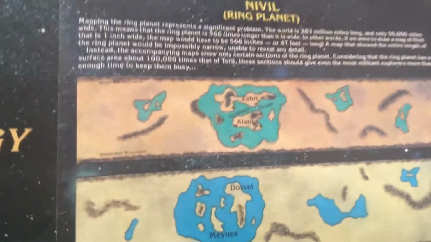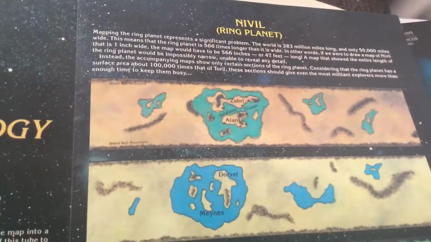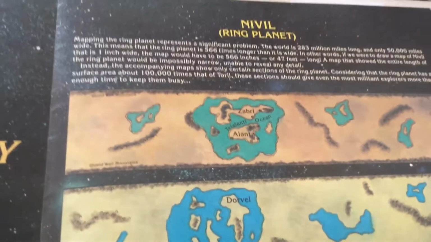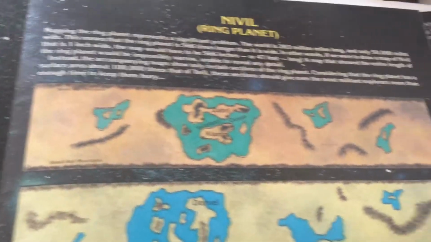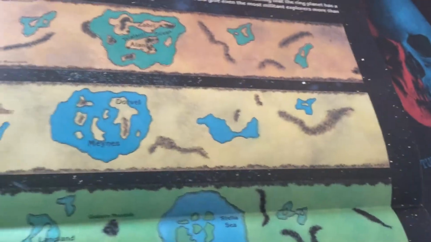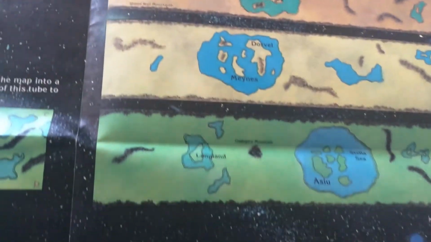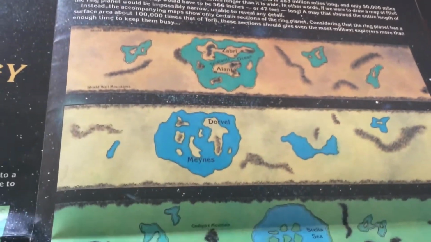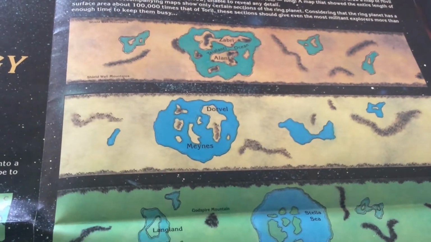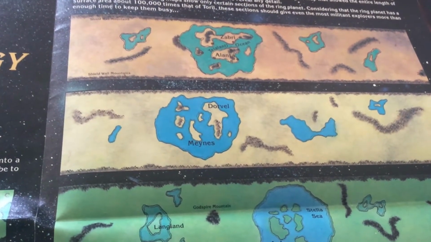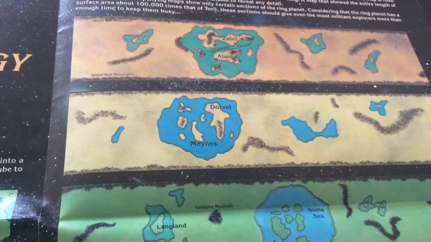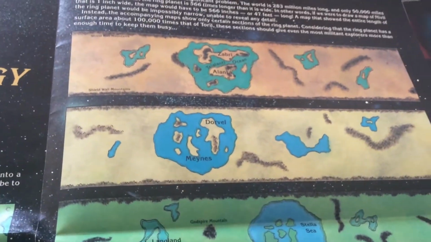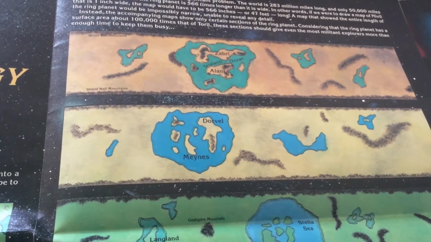And there is a ring world, Planet Nivell, the ring world. And let's make this focus. It comes with some sample maps of small portions of the ring. But, of course, a ring world would be very, very long. There's lots of room to put things. And you notice it has a mountain range at the top and bottom of the map.